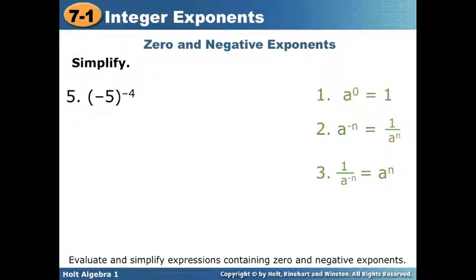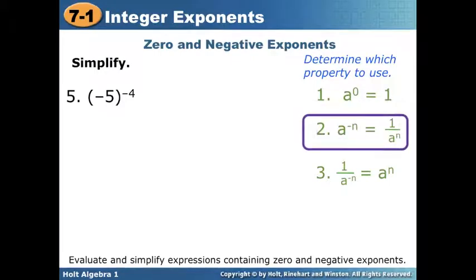Example number 5. Negative 5 raised to the negative 4th power. Look at your exponent properties and notice this is property number 2. We're going to flip that negative exponent to the denominator, make it become positive. However, the base is negative, and it will remain negative in our answer.